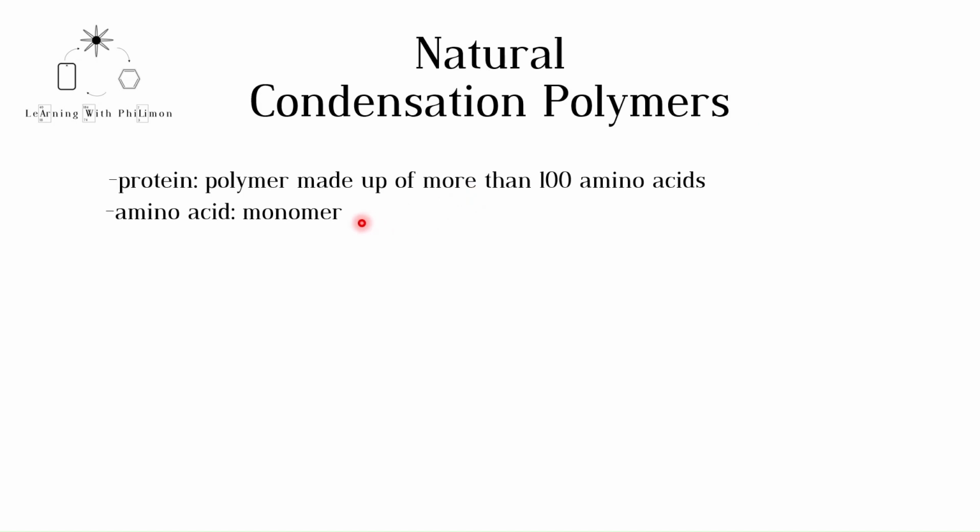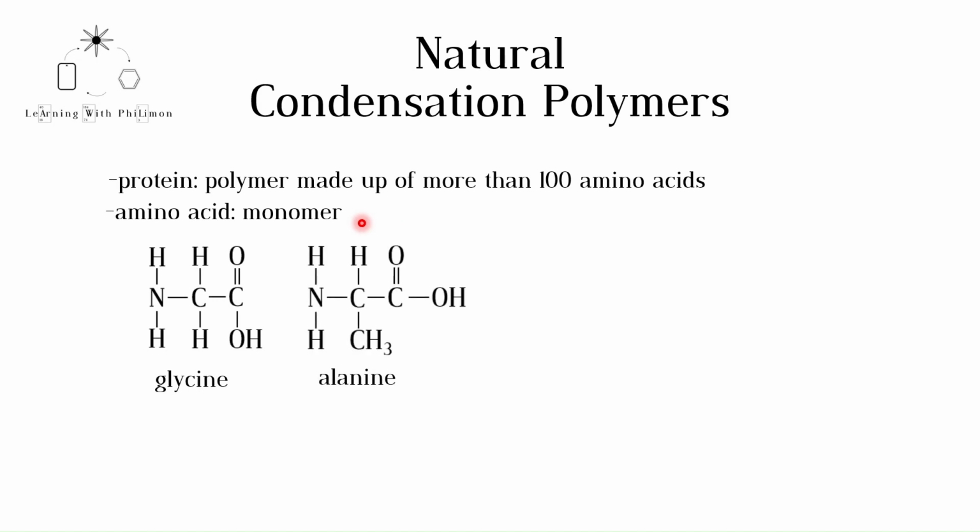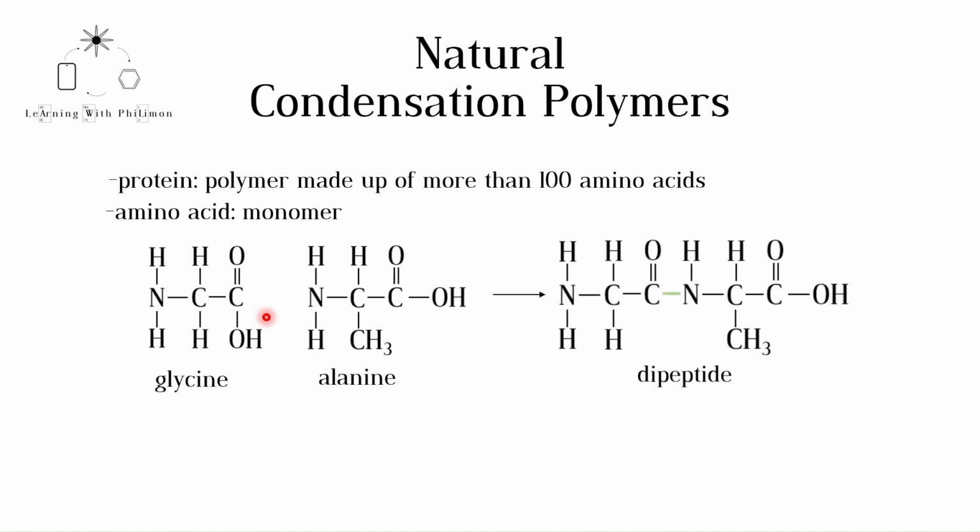Below we see two amino acids, glycine and alanine. Note that both amino acids have two functional groups, an amine NH2 group and a carboxylic acid COOH group. As seen in the previous video, when an amine reacts with a carboxylic acid, the nitrogen atom forms a bond with a carbon of the COOH group, as seen by the green bond. The OH and H groups lost form water.